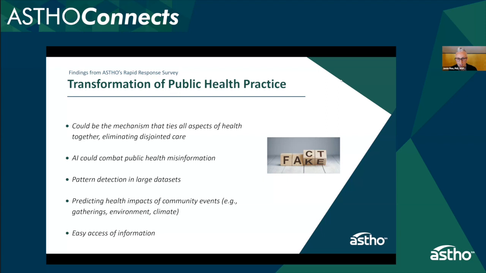They noted pattern detection in large data sets has tremendous potential, especially when we're not exactly sure what we're looking for, but we are suspicious that something is lurking within a large data set and we want to find it. They also noted predicting health impacts of community events and modeling events the way we do now, but with much stronger machine learning capacity. And finally, providing easy access to information. Generative AI can give a really nice start if you're looking to summarize a topic in public health. So those are some of the things that we heard from our informatics director peer network that we bring together through ASTHO.